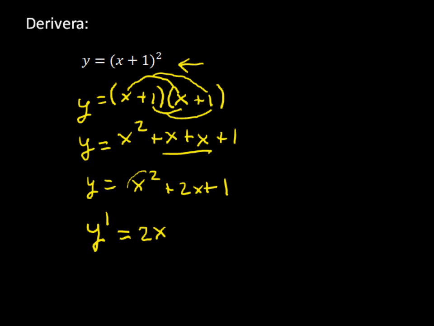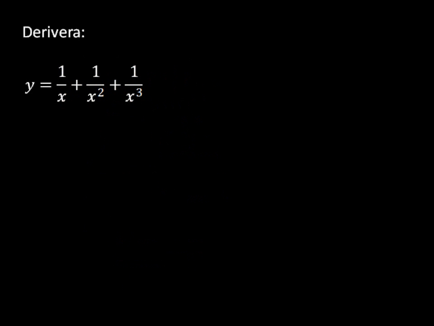Okay, now next part. We have a 2x term here, and we're going to take the derivative of that part. And the derivative of 2x is just 2. And the derivative of 1 is just 0, so I won't even put that up. There, that wasn't so bad, was it? All right, let's take a look at the next one.